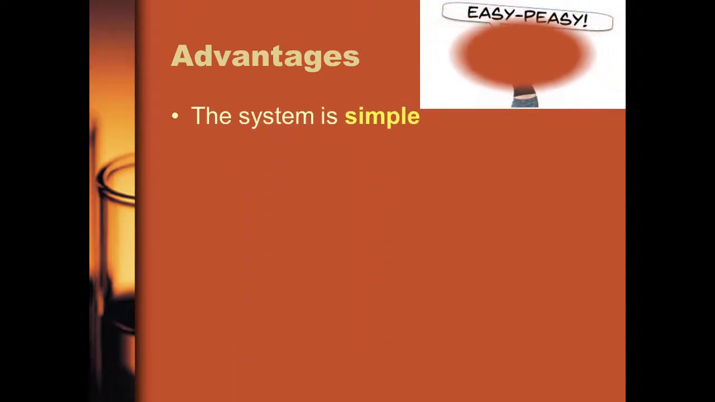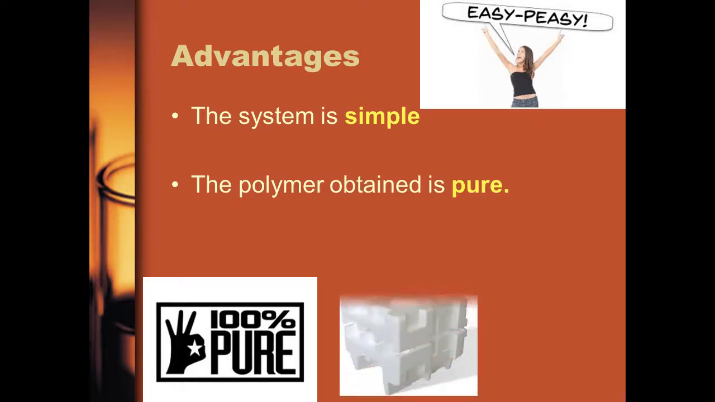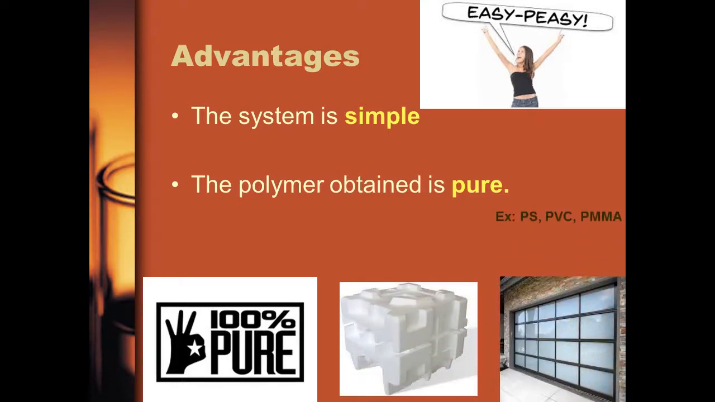Now we are going to see the advantages of bulk polymerization. The bulk polymerization is very simple because we have to just mix up the monomer and the initiator, and the product obtained is 100% pure because no unnecessary chemicals are added in this bulk polymerization, only the monomer along with the initiator is added. The examples of bulk polymerization involve polystyrene, polyvinyl chloride and polymethyl methacrylate. And the third advantage is that the product obtained from this polymerization can be used directly.